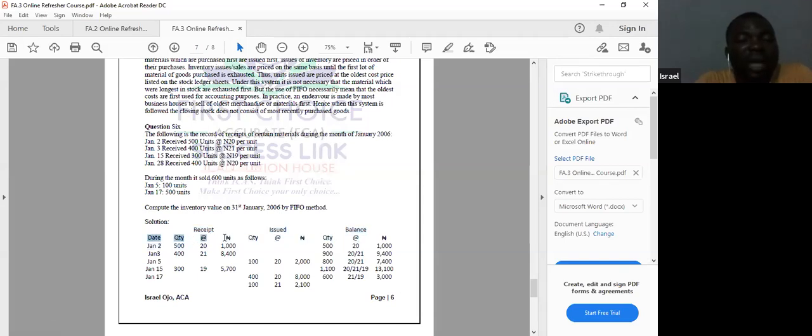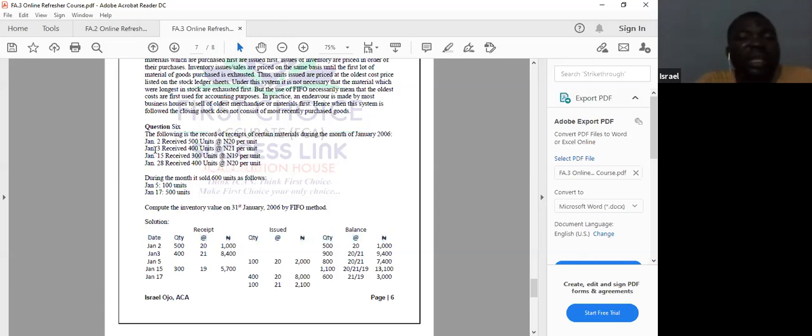Quantity, at, and the naira sign are very important. The quantity means how many units of the item we purchased. The at means the price of each unit. Then the naira sign talks about the totality of the inventory that we have purchased or issued out. So if I purchase 10 units at the rate of 5 naira, my total amount of inventory purchased is 50 naira, because 10 times 5 gives us 50.